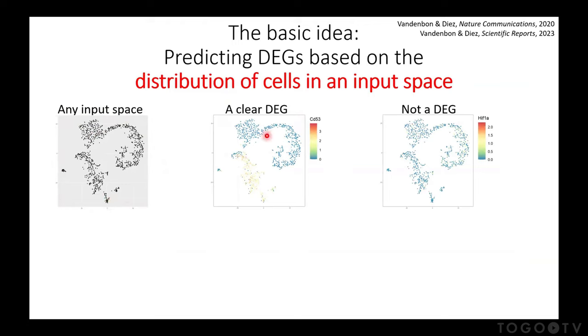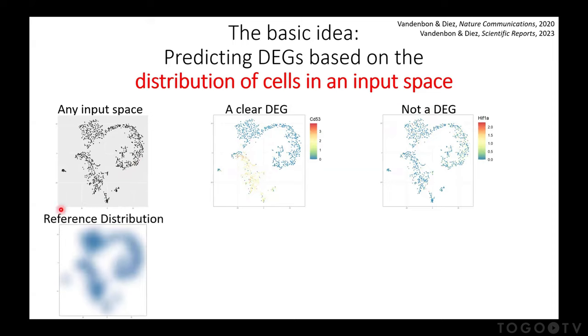Here I'm showing two example genes. This is a clear DEG. It has a high expression here and not here. And this one is not a DEG. It's a bit hard to see, but it's expressed somewhat randomly everywhere. So please imagine, I want to guess in that input space, where are the cells?